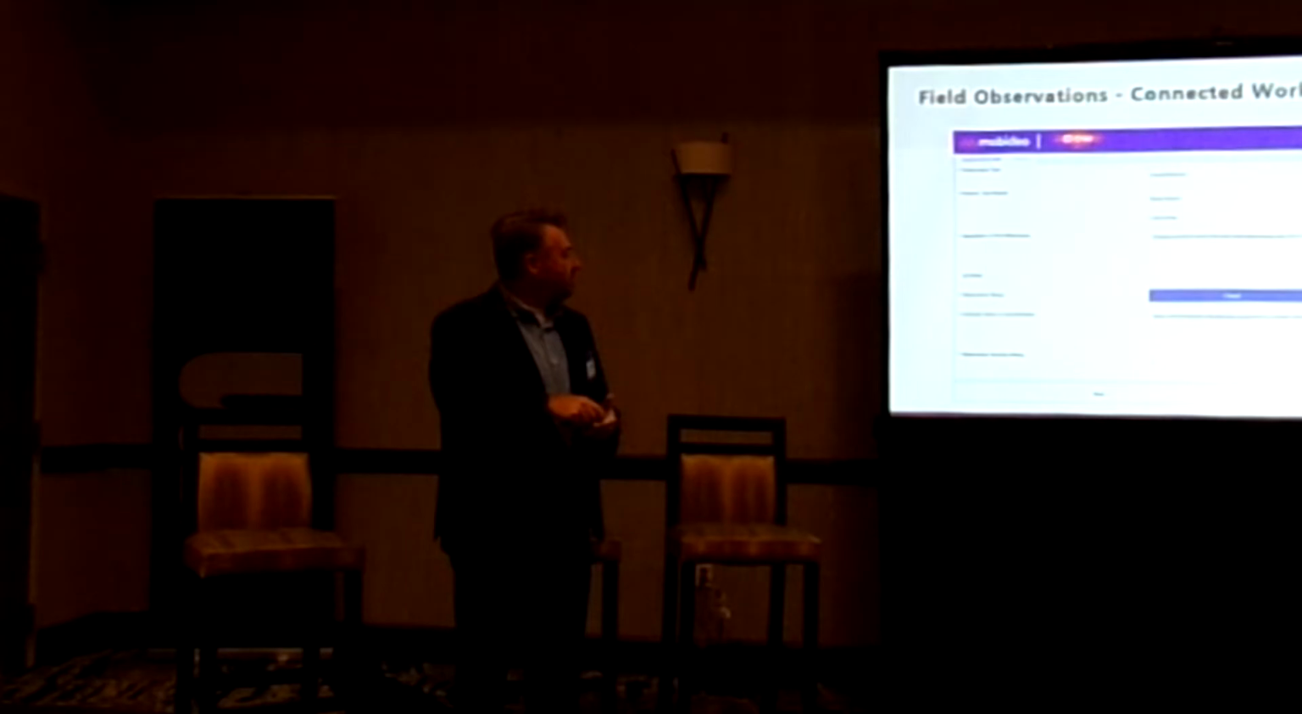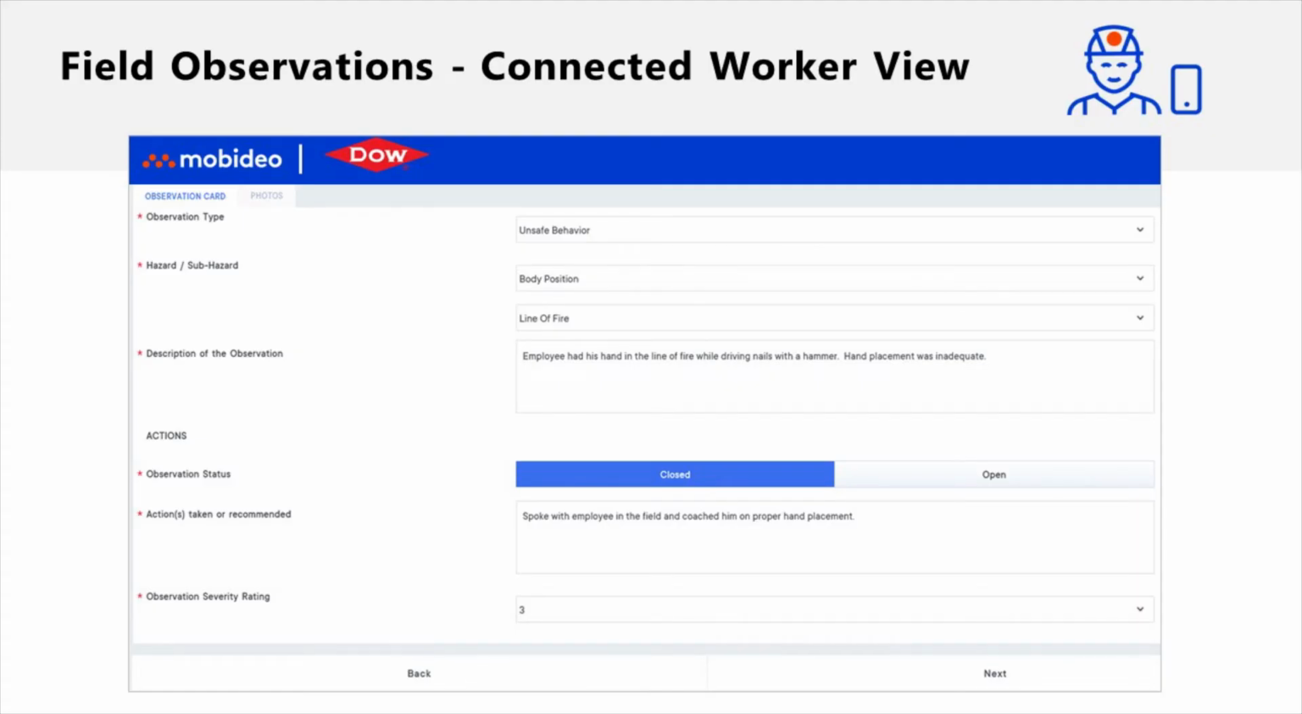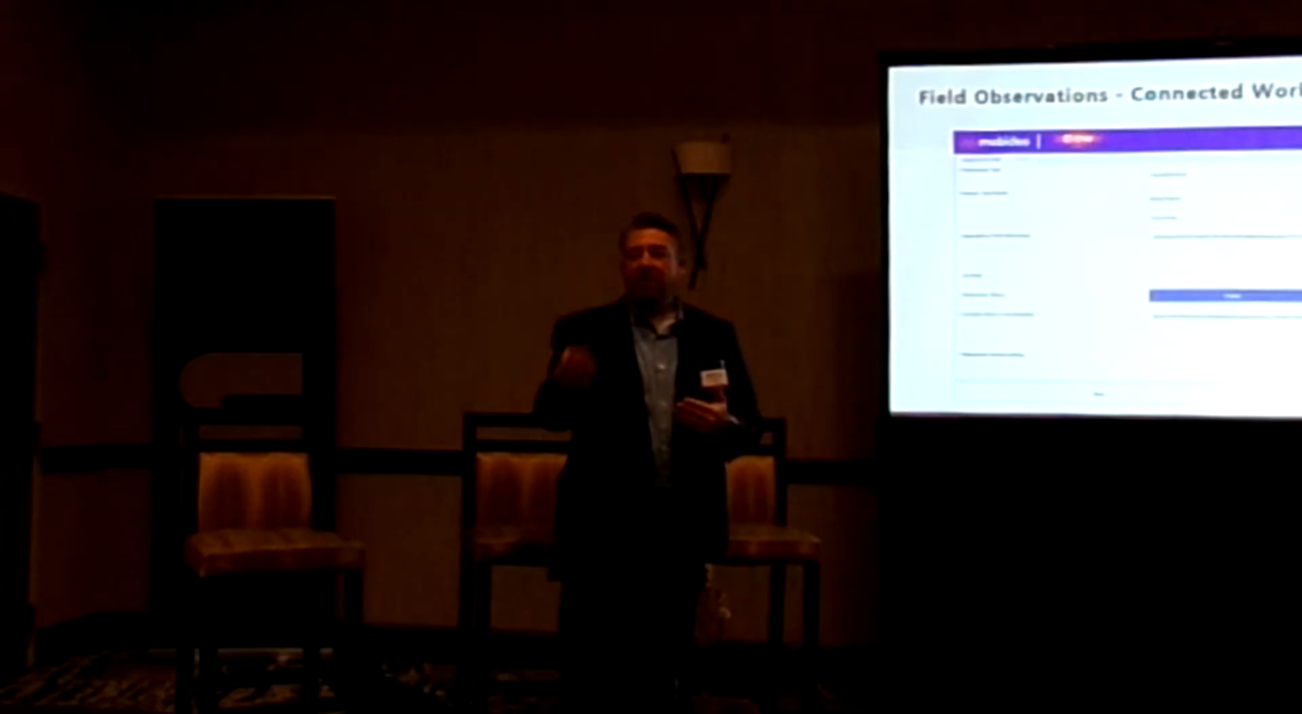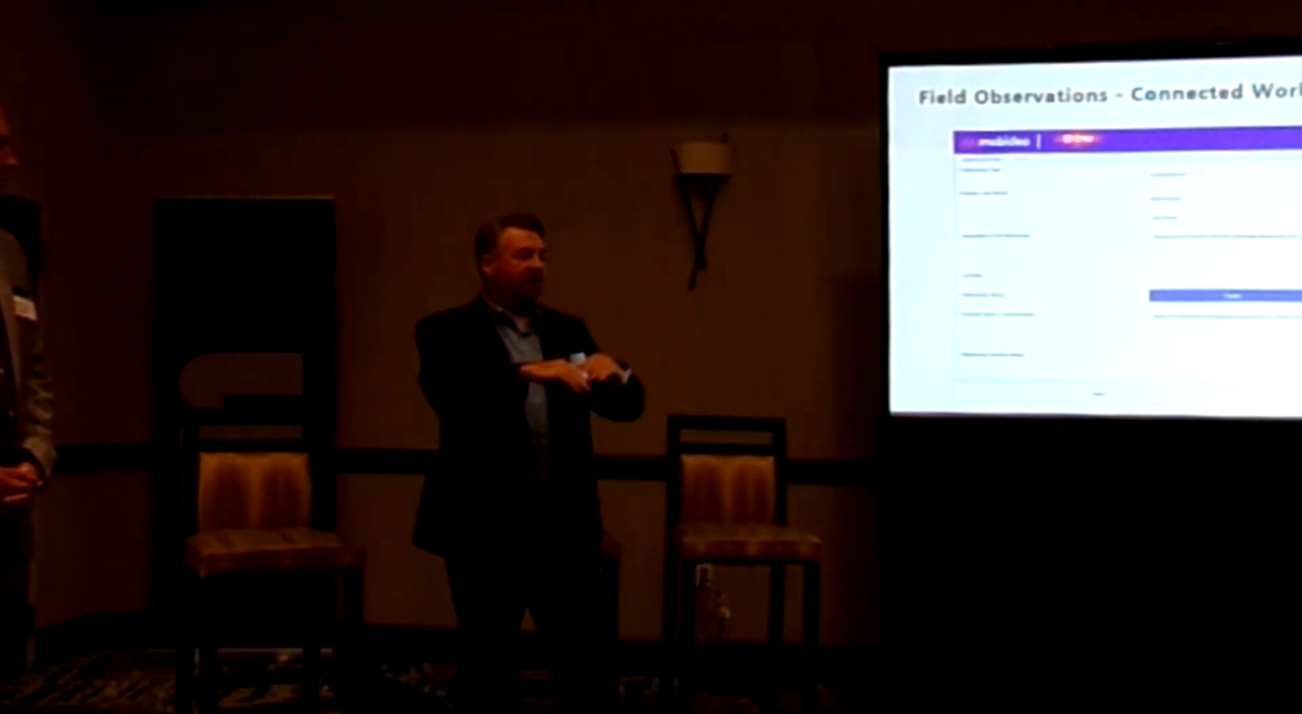So you got your description of what happened, your actions taken, and then we have one step further where we have a severity rating of 1 through 5, 5 being positive, 4 being low risk, 3 medium, 2 high risk, and 1 something that could potentially be a life-altering event.